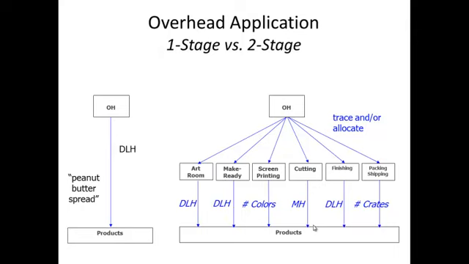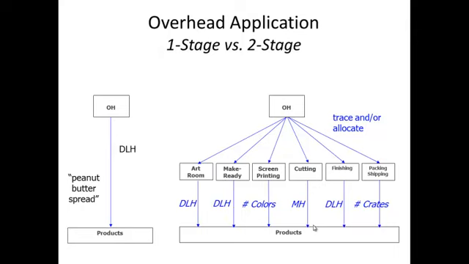Now, one of the benefits of doing that is that we can use a different allocation base for each of these departments. We can use an allocation base that makes sense for that department. Remember, our objective is to allocate overhead in a manner that reflects the consumption of resources. So maybe it makes sense for the art room and the make-ready room to use direct labor hours as the allocation base because those are heavy, labor-intensive departments. But for the cutting department, that's all automated. Maybe there's very little labor, and so direct labor hours is not a very good reflection of the consumption of the resources from the cutting department.